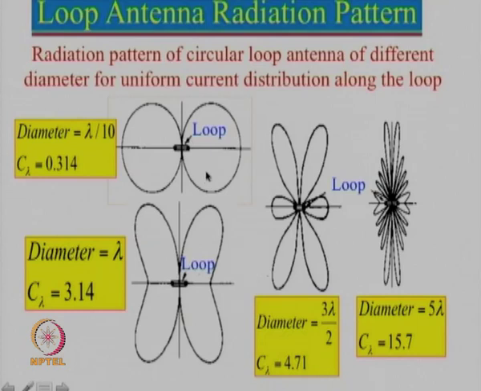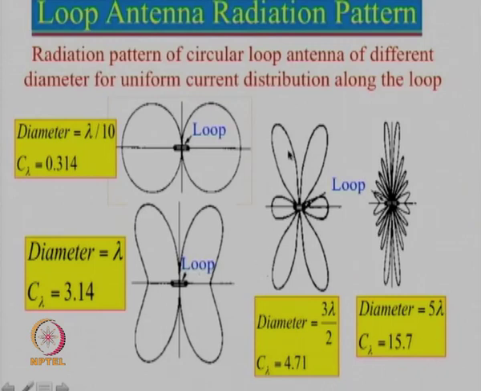Now we will look into the different patterns. Let us say for diameter equal to lambda, C lambda will be this. Now the pattern changes; it is not maximum in this particular direction. Again this is somewhat similar to a dipole antenna. For a larger length dipole antenna, radiation is not maximum here, but radiation is maximum in this direction. Now further larger ones, instead of lambda it is 3 lambda by 2, 5 lambda.